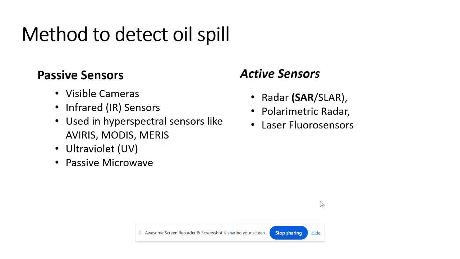And for passive sensors, including the visible cameras, infrared sensors, and NIR used in hyperspectral sensors like AVIRIS, MODIS, MERIS, and we can also use the ultraviolet sensor or the passive microwave. And for the active sensors, most notably radar systems such as the SAR or SLAR, polarimetric radar, and laser fluorosensors.